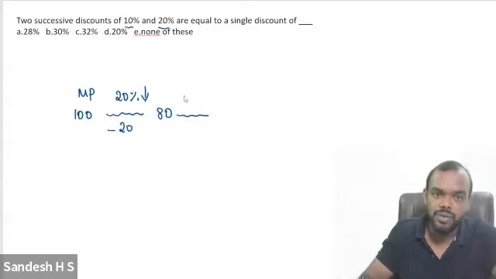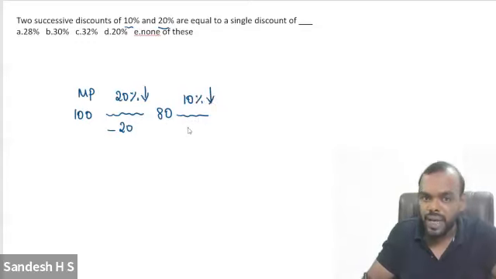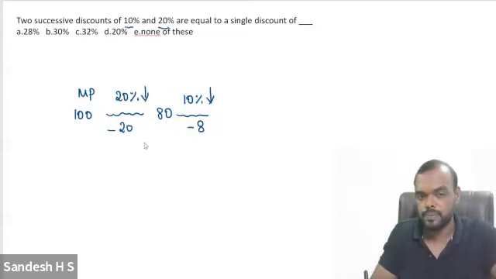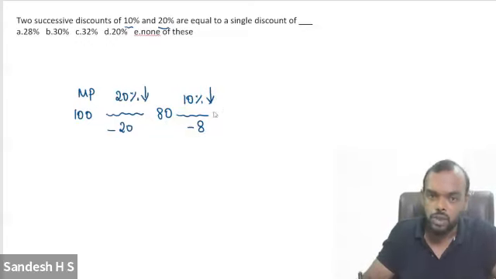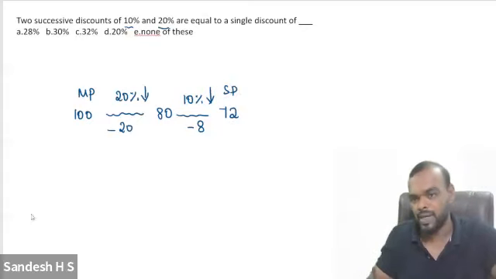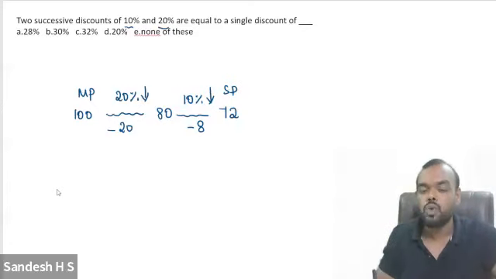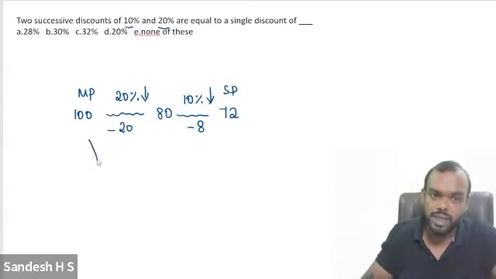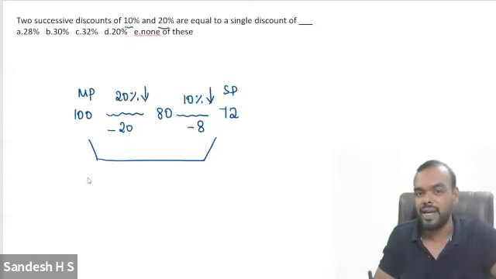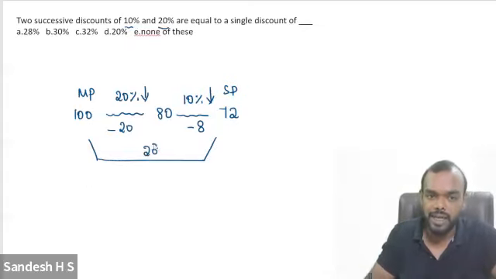Again, on this, we will give 10% discount. 10% of 80 is 8 rupees. So what will be the new price? 72. Let us call this selling price. Market price was 100. Selling price was 72. What is the change in the value? 28.